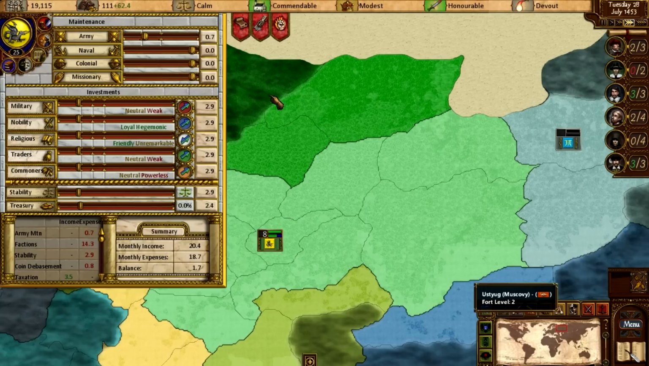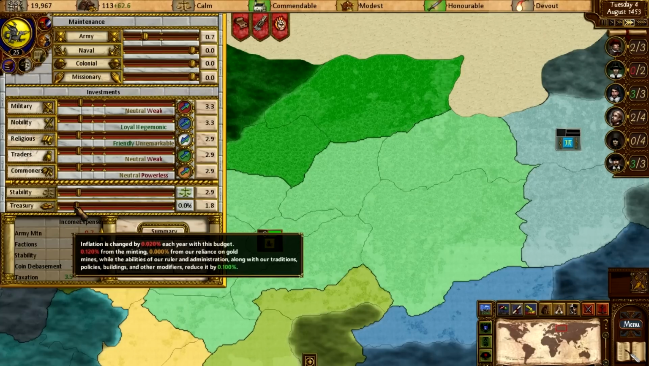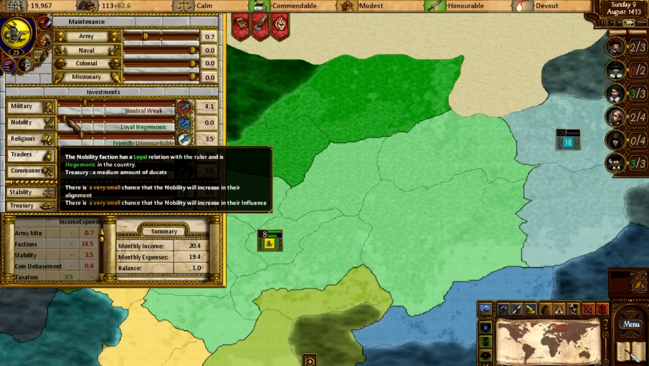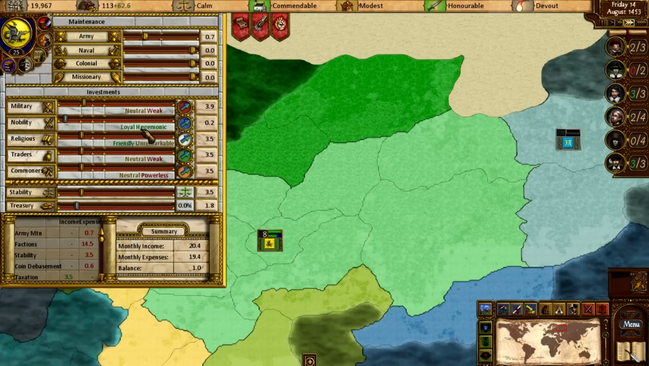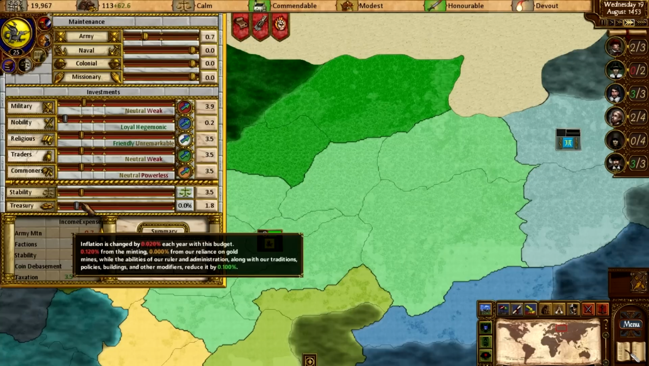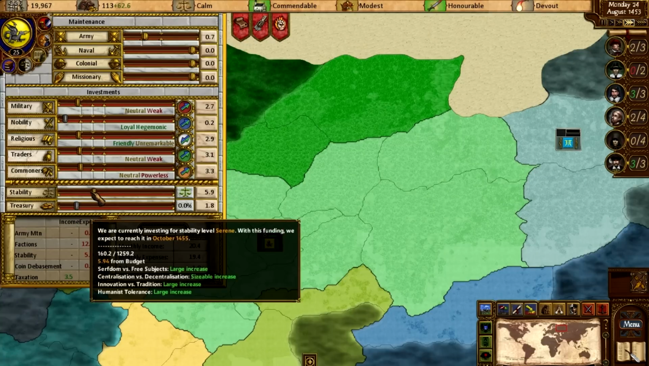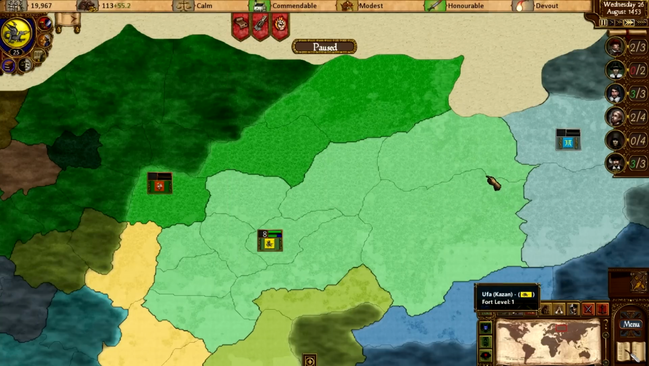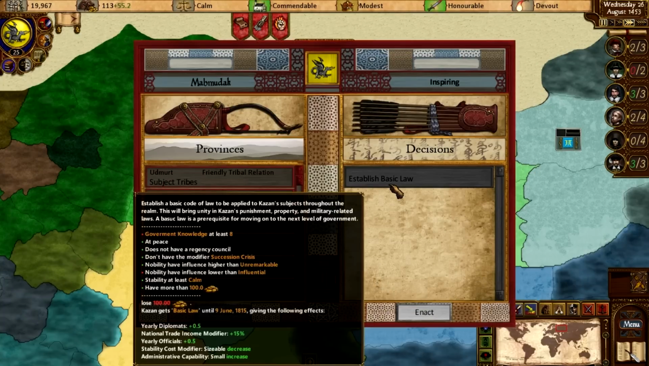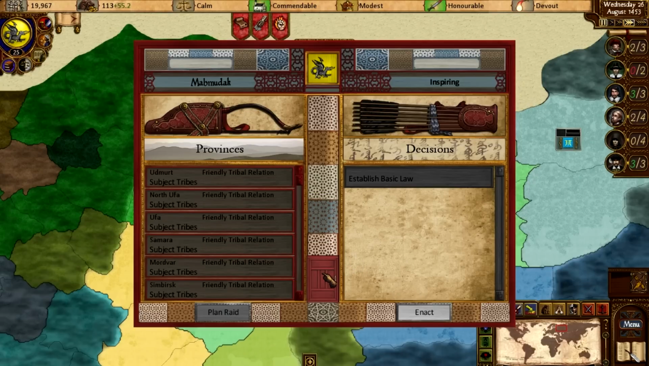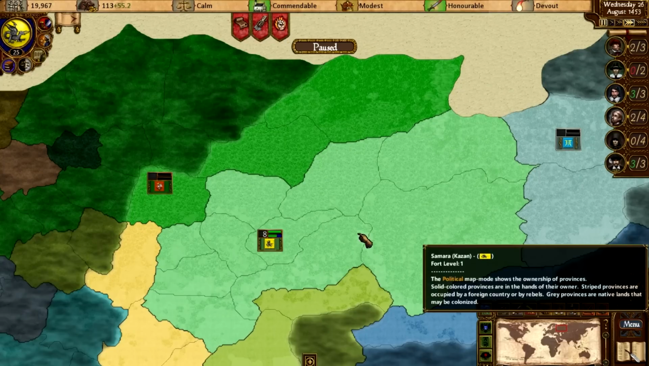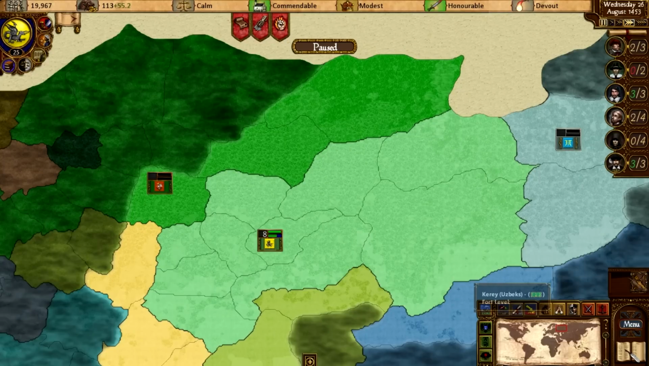So, starting with the budgets, I'm just going to go over it very quickly. What I want to do is to weaken the nobility faction, because right now the nobility faction is hegemonic, and that means that they hold too much power, and if the nobility holds too much power I will never be able to advance. One of the requirements is that the nobility has an influence lower than influential, and I want to weaken the nobility so that I can have enough authority to establish that law.